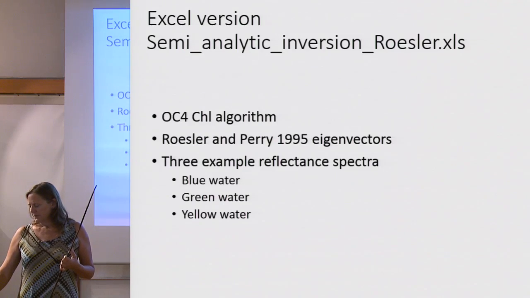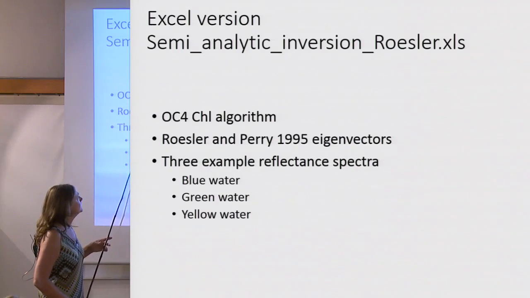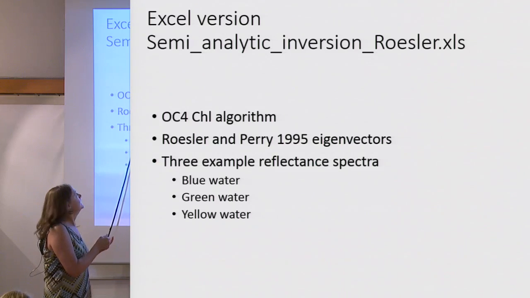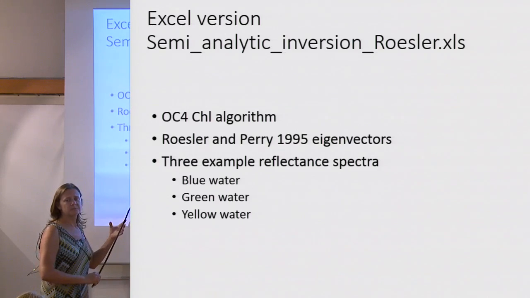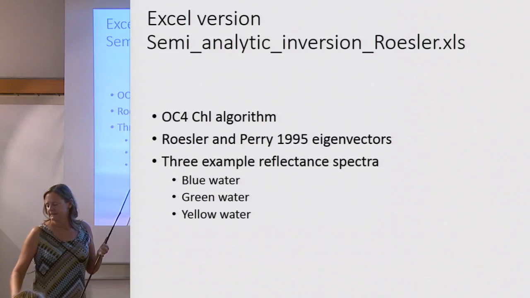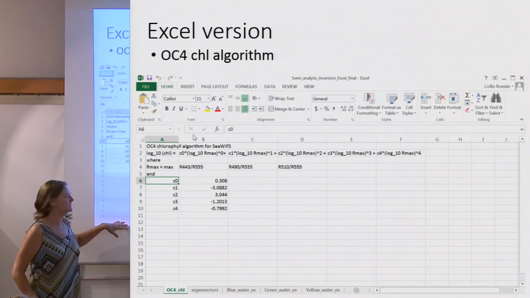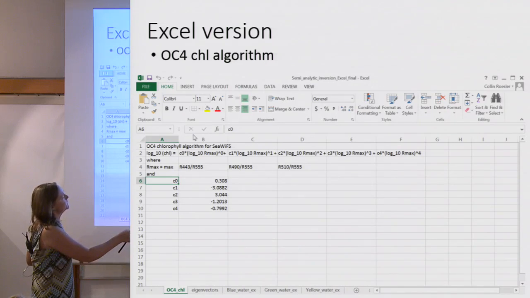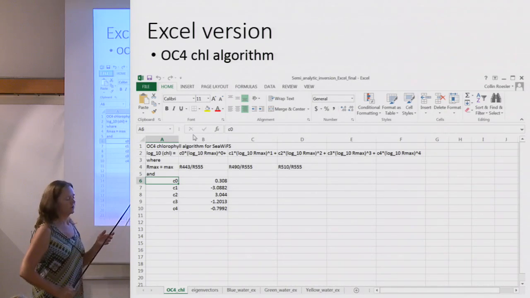Okay. So in the Excel file, go ahead and open up the Excel file. In the Excel file, I've included the OC4 chlorophyll algorithm. I've included the eigenvectors from my 95 paper, and 3 examples of reflectance spectra from blue, green, and pretty yellow water. The first worksheet here is the OC4 algorithm, or chlorophyll algorithm. And so basically, I've just given you what the equation is, defined it, and what the coefficients are associated with that equation.